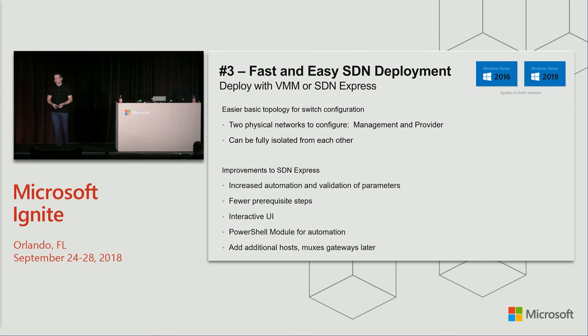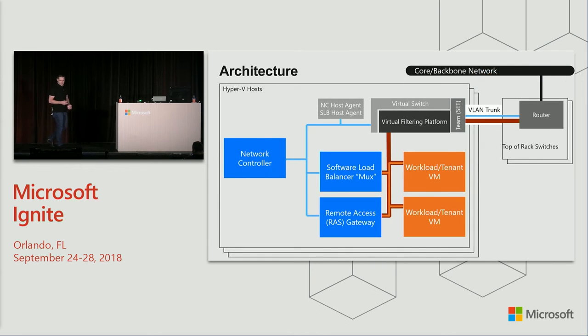We also made it so you can load it as a PowerShell module, so if you have your own automation for deployment, you can load SDN Express as a PowerShell module, and then call these functions. There's an add SDN Express host function that'll add a new host to your controller. There's an add MUX function that'll add a new MUX. All you have to do is deploy the VM, which we actually have a function for that too. And it'll go and create all these things.